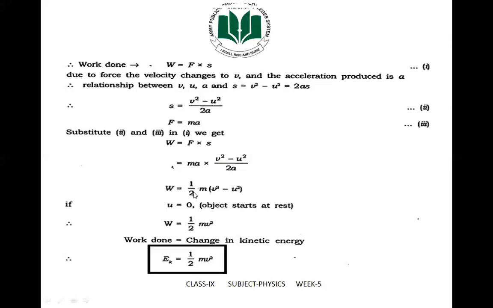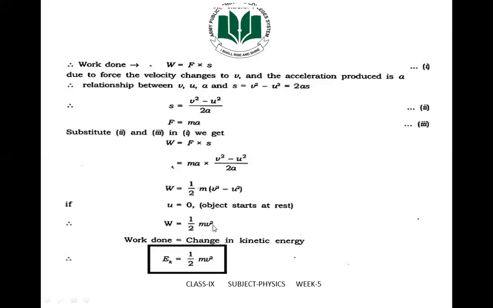Then W is equal to half m, and a and a cancel each other, giving half m times vf square minus vi square. And you know that the object is at rest, so we can say that vi is equal to 0. Then this term is 0, and we get the answer W is equal to half mv square.